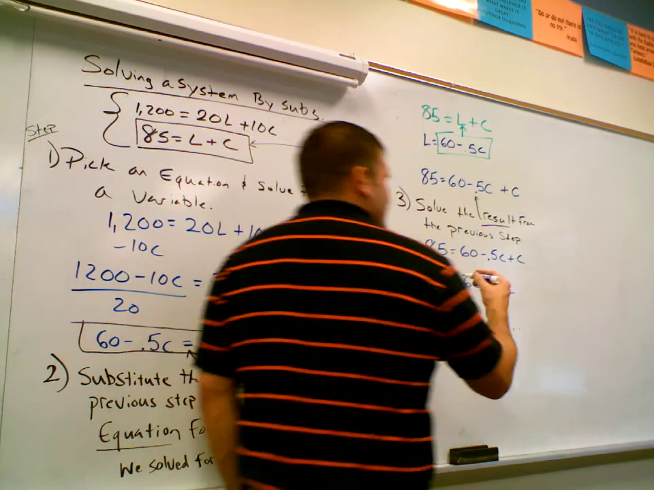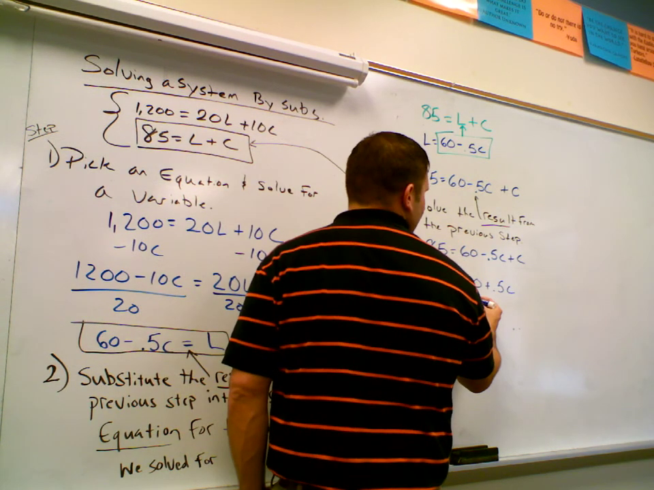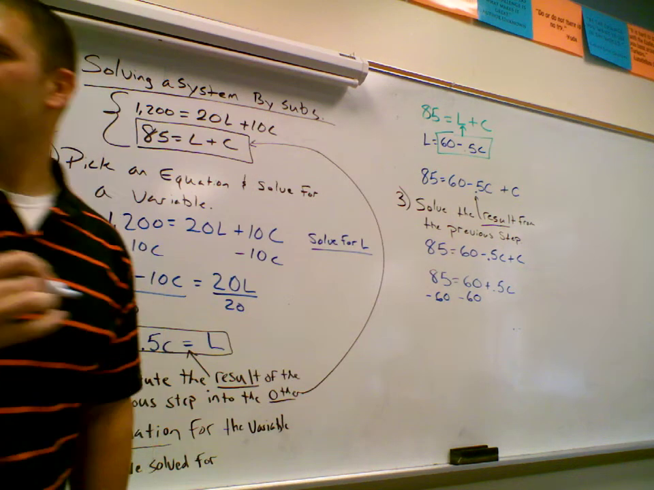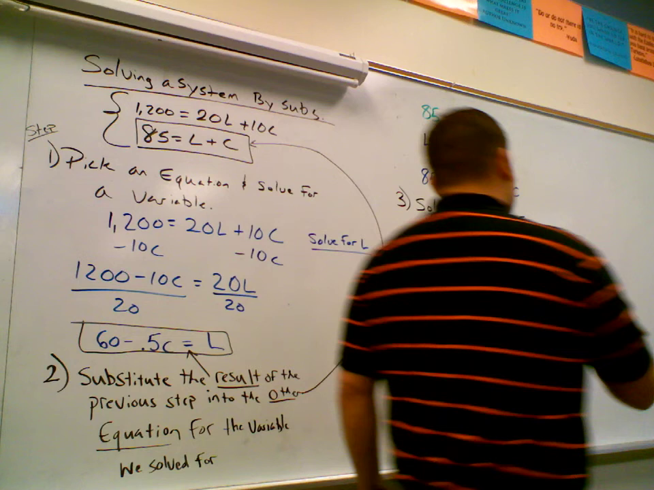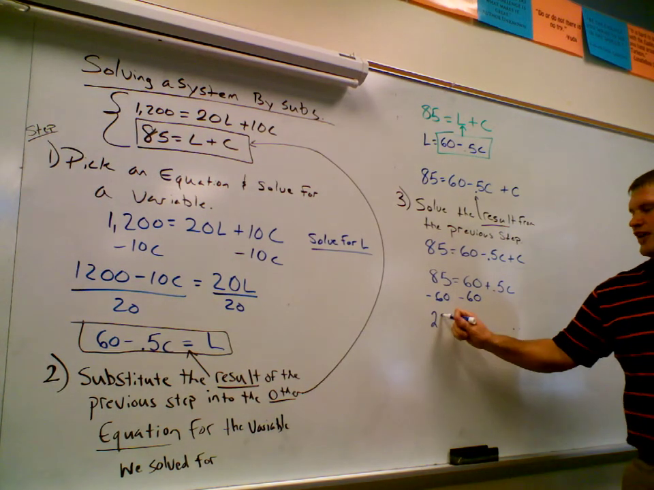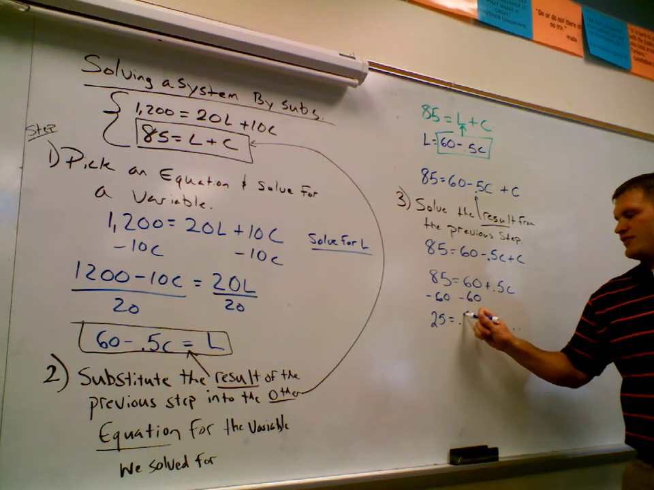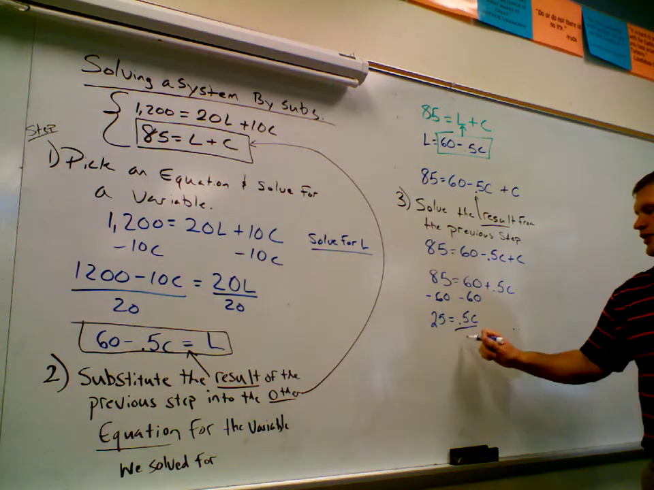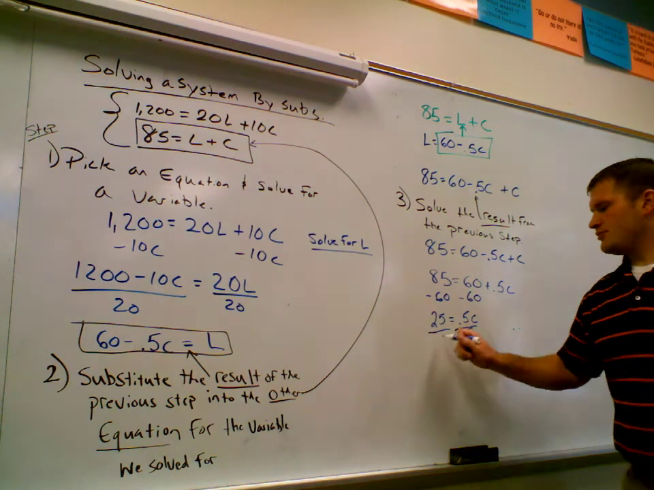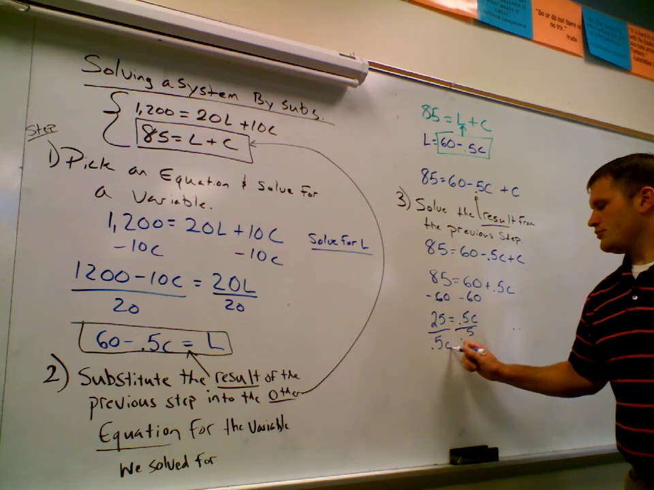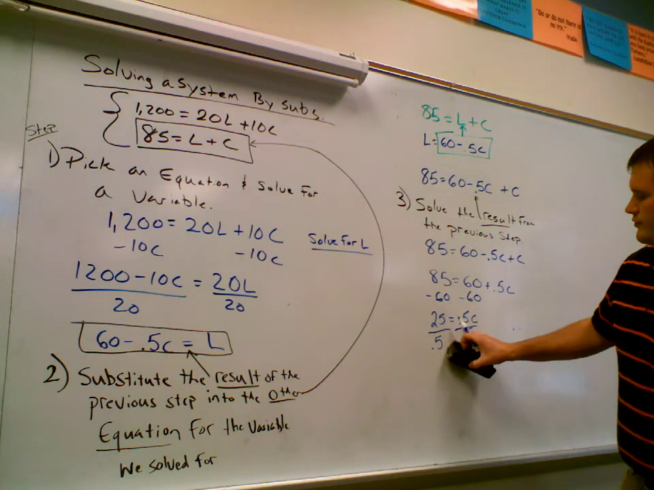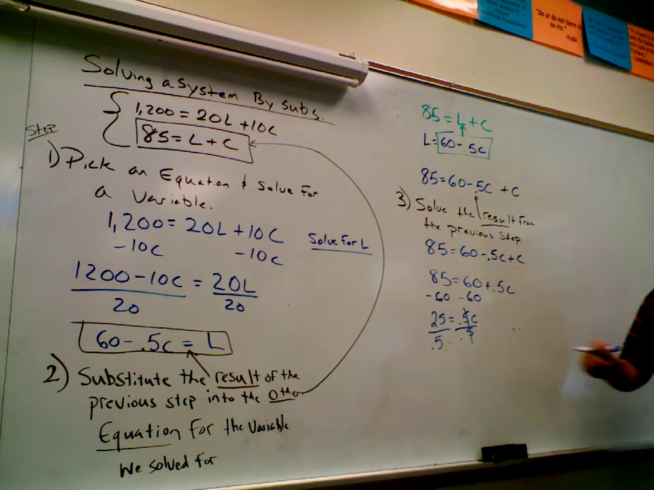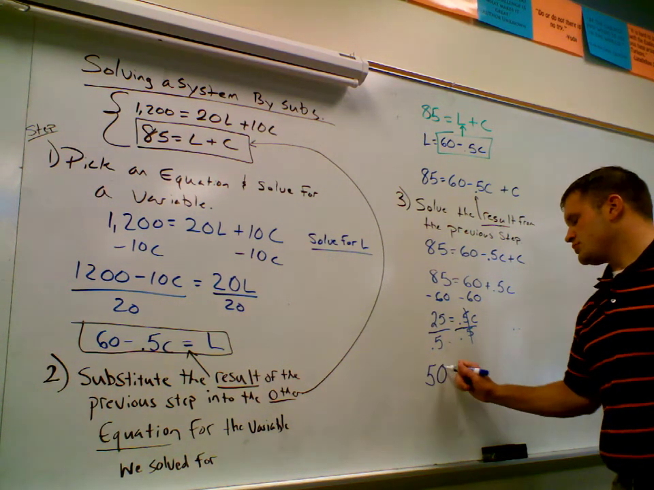Alright, so now what do I do? Then you subtract 60. Subtract 60, good. 85 minus 60 is? 25. Equals 0.5c. What do I do now? Divide by 0.5. Oh, not 0.5c, just divide by 0.5, my fault. 0.5's cancel out, 25 divided by 0.5 is? 50. So how many cars does Brett have to wash?